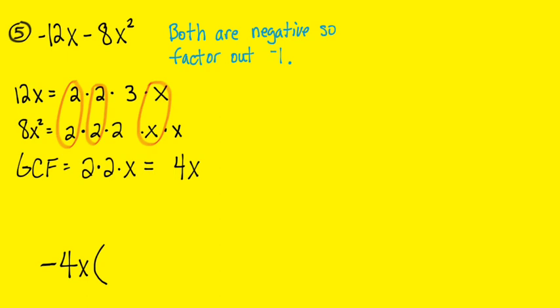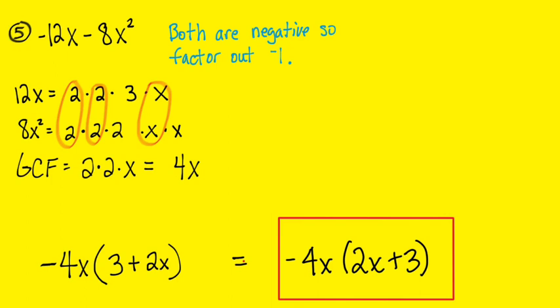So negative 12 divided by negative 4 is a positive 3. And x divided by x is 1. And then plus negative 8 divided by negative 4 is positive 2. And x squared divided by x is just x. Right? Again, I like to write them in standard form. It's a little better. And you can check it by redistributing it to see if you did it right.